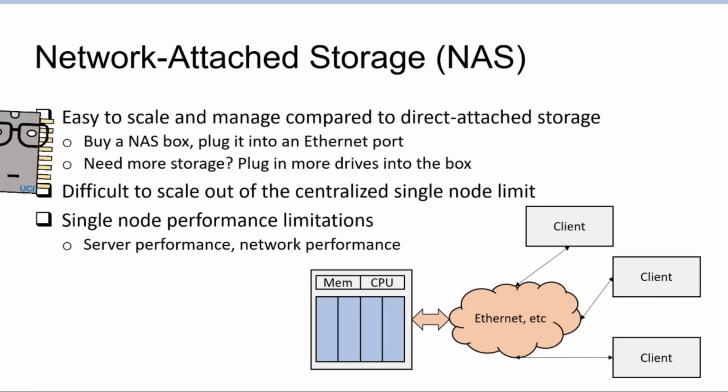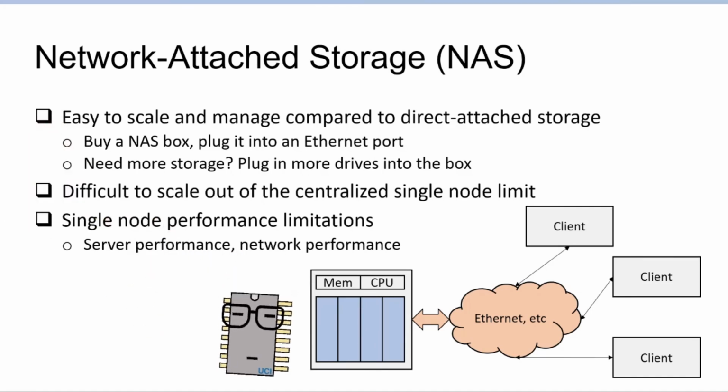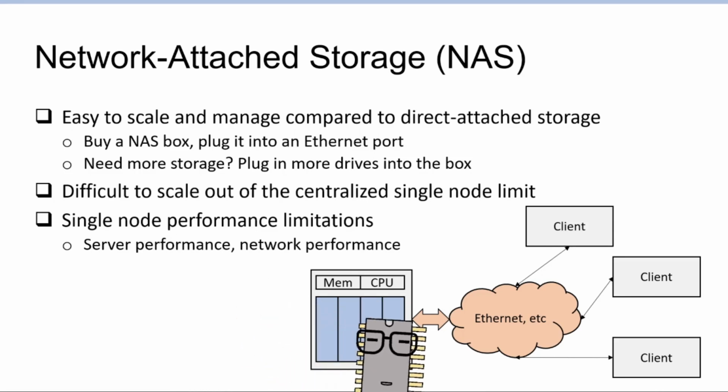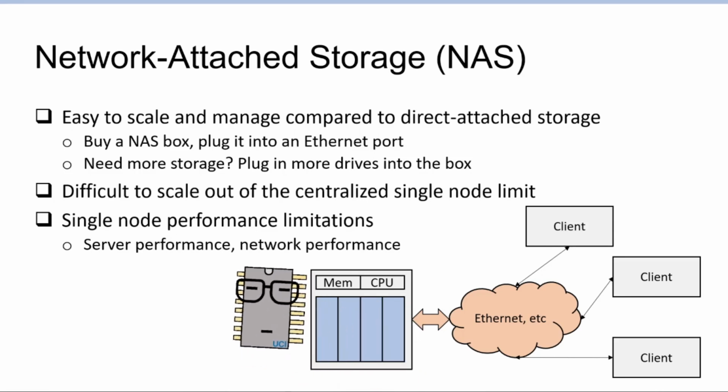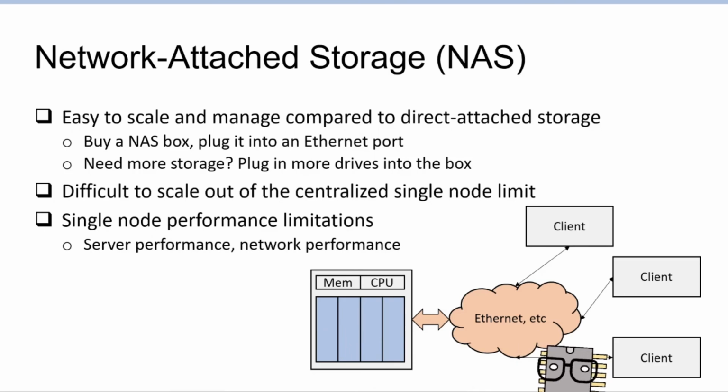It becomes a little bit more complicated. But if you have a NAS-based storage infrastructure, you can just buy another NAS box, plug into an Ethernet port in your data center, and that's it. If you need more storage, you can plug more drives into the NAS box. This is the NAS box. You have a bunch of storage devices plugged in. Typically, these things can have dozens, hundreds of storage devices plugged into the box. It has its own memory and CPU. It communicates with the other clients over Ethernet, and so on.